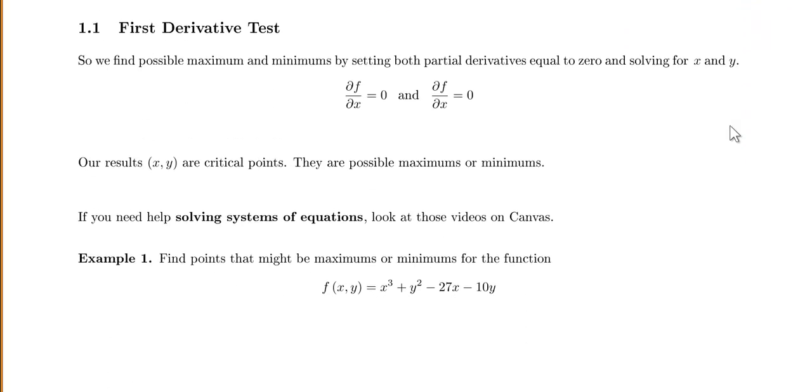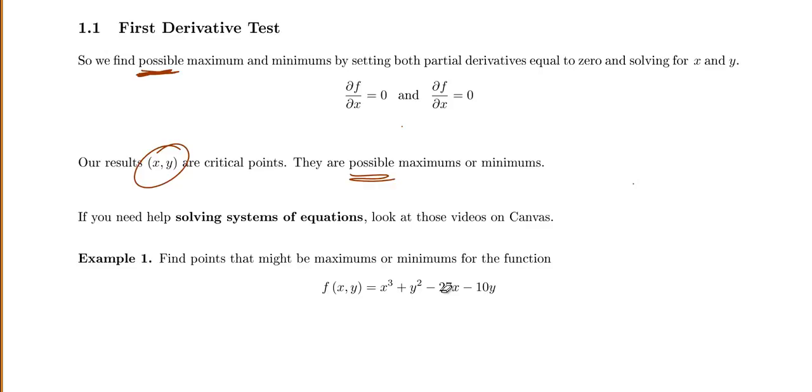So what we're going to do is find any possible max or mins. Notice this says possible, because all the points I find aren't necessarily going to be max or mins. It's just possible max and mins. We'll find these possibles by setting both partial derivatives equal to 0 and solving for x and y. Our results will be in the form of some coordinate pair, and those are our critical points. Once again, they are possible max or mins, not guaranteed to be either one, just possible. If we're going to have a max or min, it will be at these points.